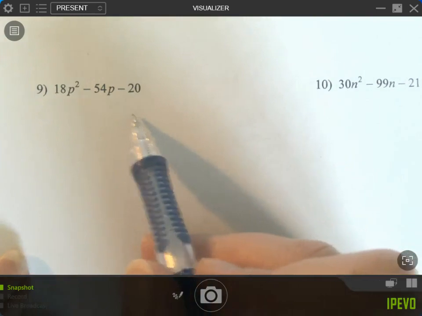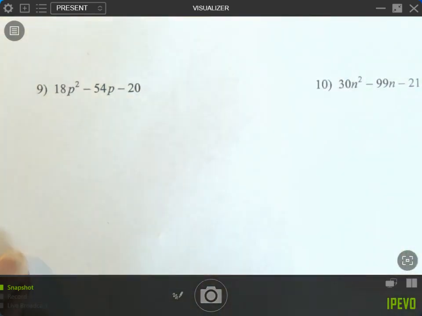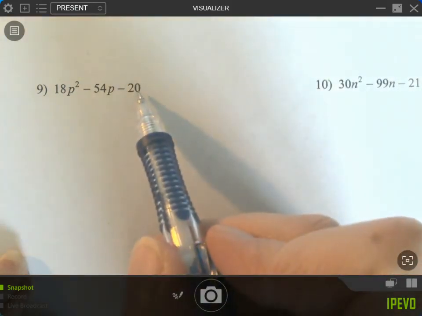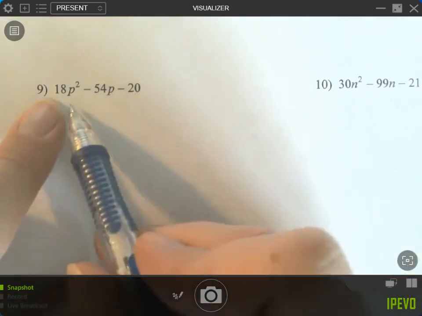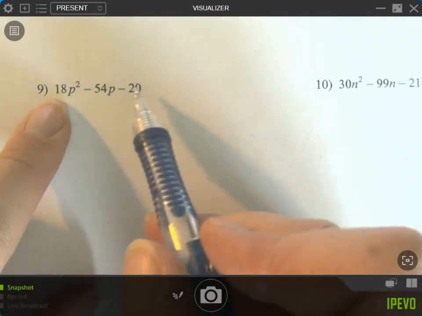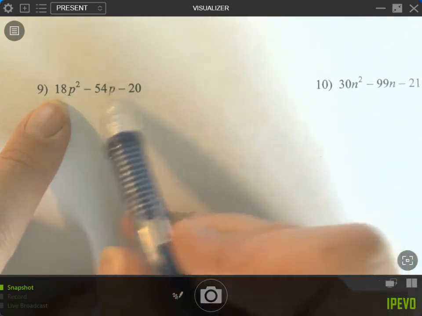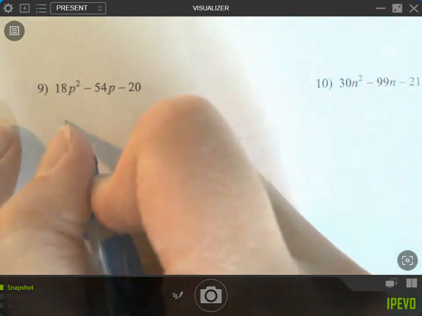Before I worry about that, is there a GCF? What's the GCF? What has to go into 20? Oh, 5. I'm going to go with 2. Look, 18 is my smallest number, and 18 doesn't work, and 9 doesn't work for the 20. So 2 is my GCF.